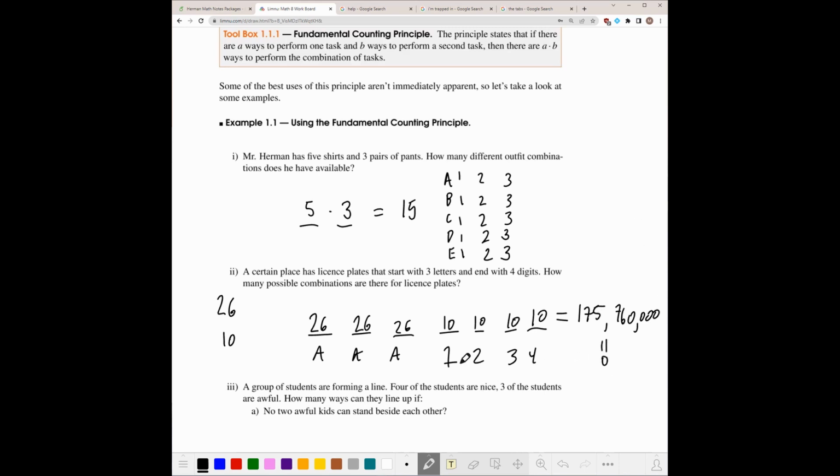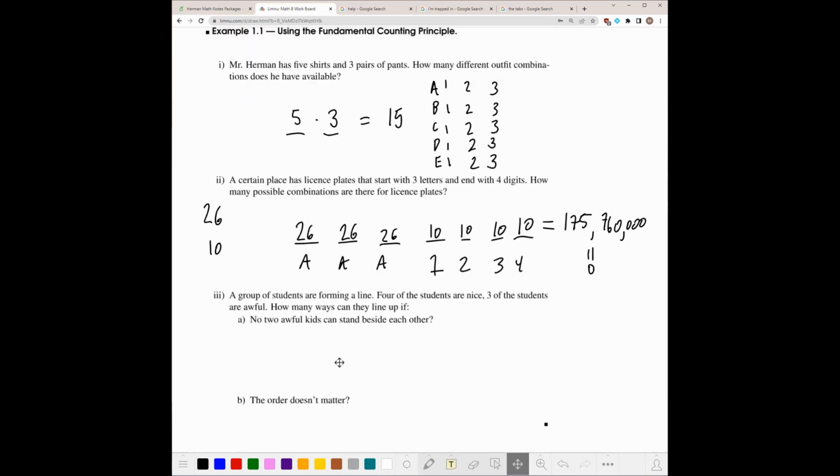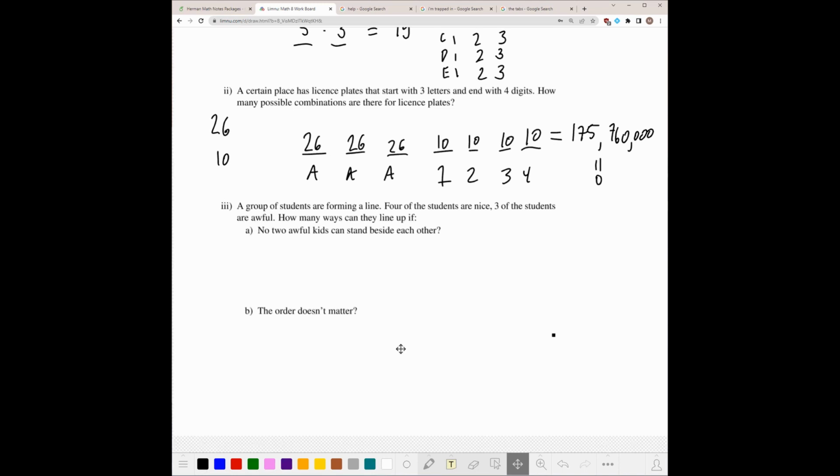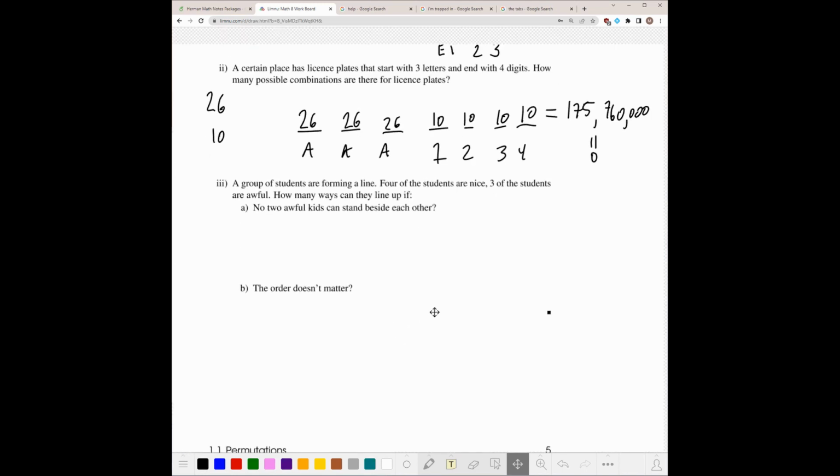Wow. Let's do another. Let's keep doing more. Why stop? We're having so much fun. A group of students are forming a line. 4 of the students are nice, 3 of the students are awful. How many ways can they line up if, well, here we're applying a limitation. So let's do the one where we don't have a limitation first, actually.